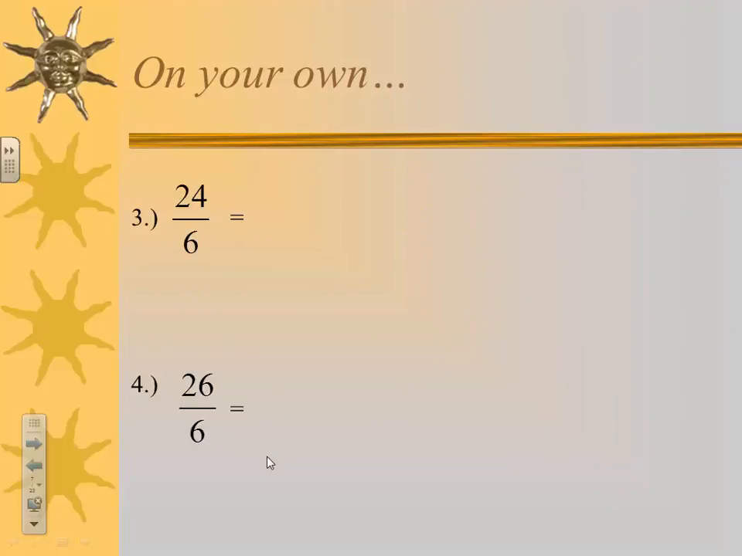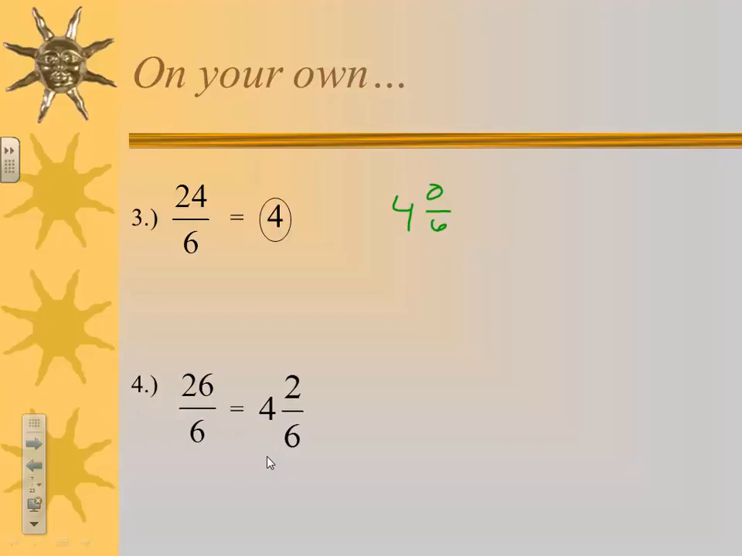So if you would please hit pause and try these 2. Go ahead. So 6 goes into 24 4 times evenly. And it goes in evenly. So that's it. Could you say 4 and 0/6? I guess. Well, if you have 0/6, you really don't have anything there, so we don't really need that.